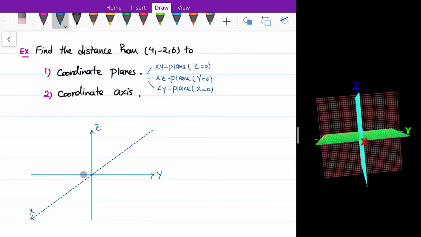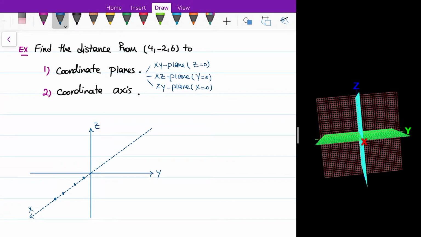The x coordinate is 4, so let me count. 1, 2, 3, 4. Okay, just here. And then y is equal to -2, so this is the positive side of the y-axis, therefore it would be here. So it would be 1 and then 2, -2. So up to now I'm kind of like here, and now I need to pay attention to the height. The height z is 6.